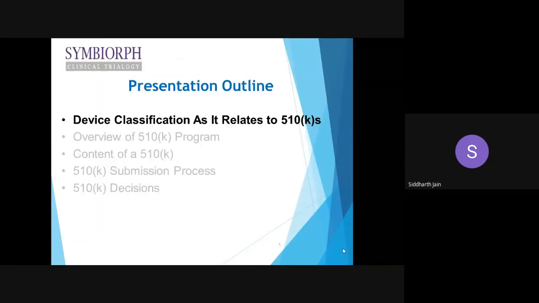I will be starting with device classification as it relates to the 510K, and how to classify your devices accordingly.